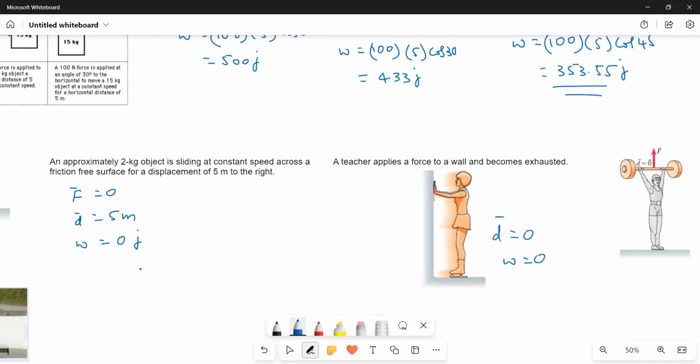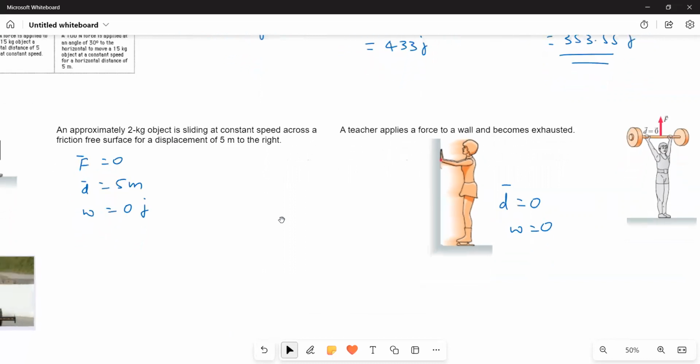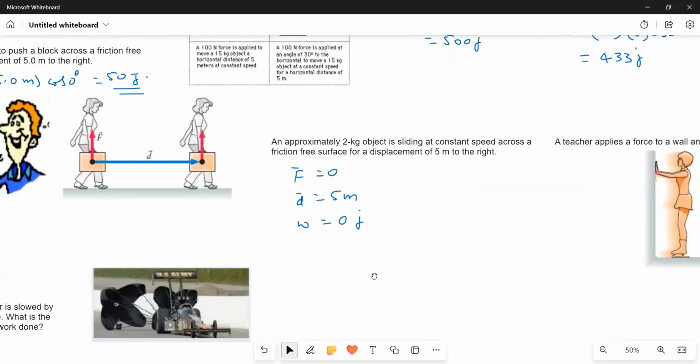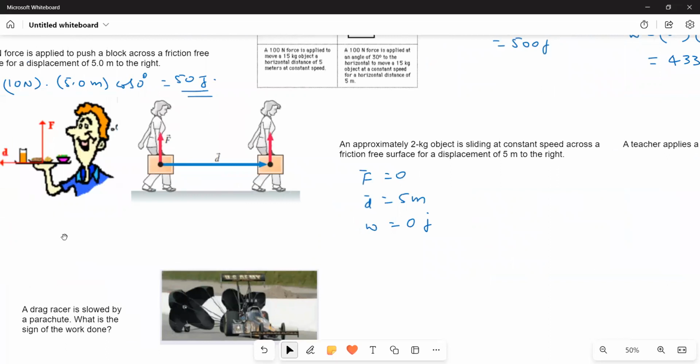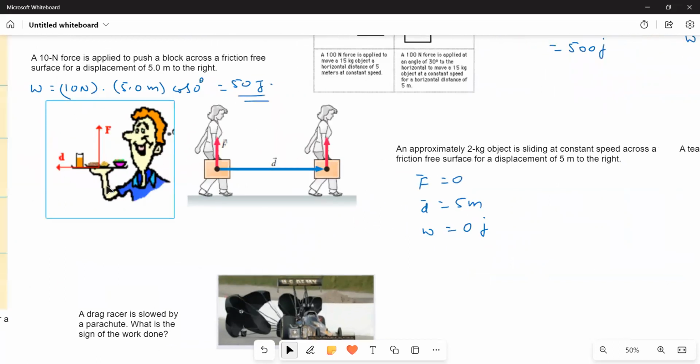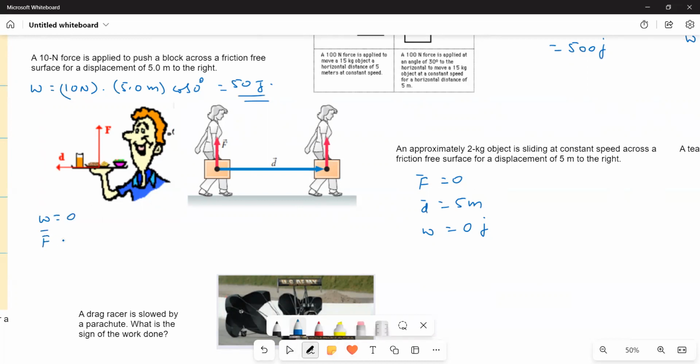Okay, and one more concept here. Here, the waiter is holding the tray and then walking. So the displacement and the applied force are perpendicular to each other. Therefore, again, the work done is equal to 0, because the angle theta between F and D is 90 degrees. The waiter is walking across the floor, but the force is acting upwards.